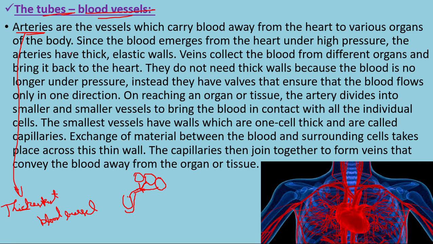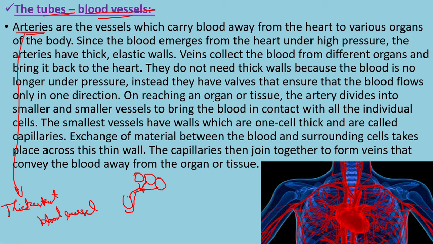So okay, now let's study the points here. Arteries carry blood away from the heart to various organs of the body. Since the blood emerges from the heart with high pressure, the arteries have thick elastic walls. Veins collect the blood from the different organs and bring it back to the heart. They do not need thick walls because the blood is no longer under pressure. So when it comes to the capillary level, the blood pressure gets down, guys. So the capillaries are always thin, instead of having walls, to ensure that the blood flows in only one direction.